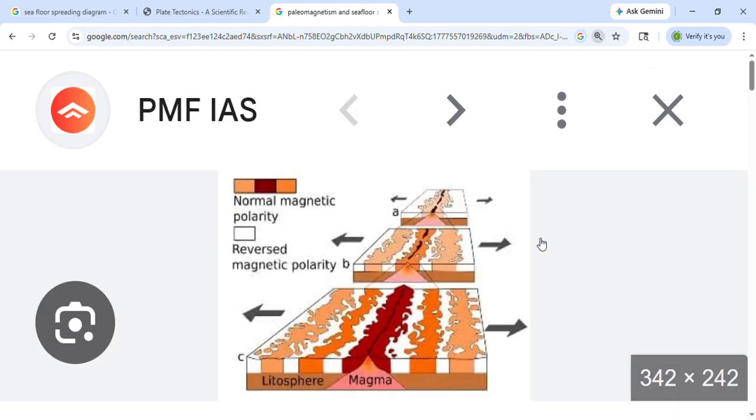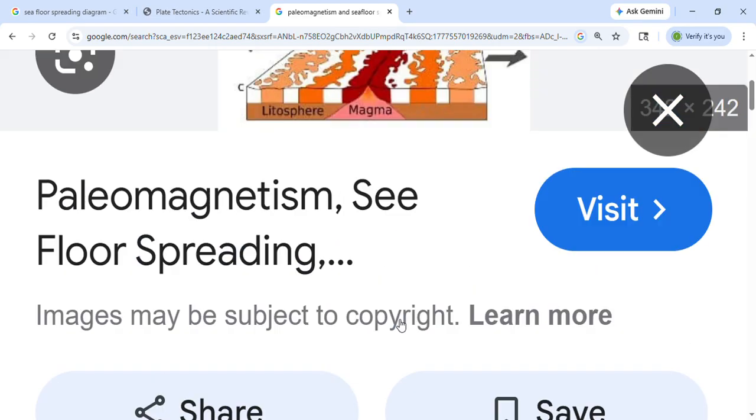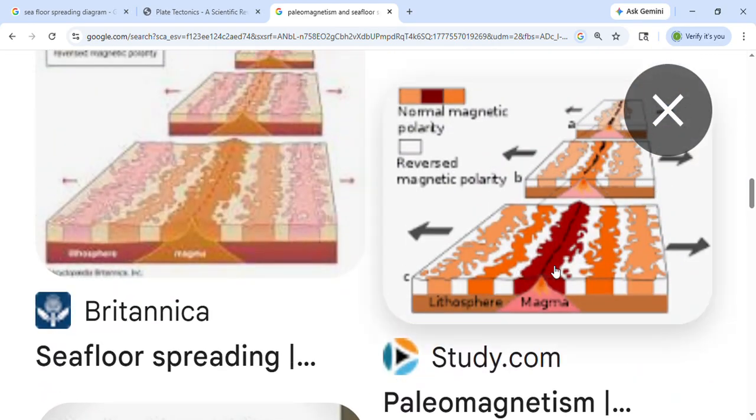Now we learn about paleomagnetism. So what is paleomagnetism? The rocks on either side of the ridge show a matching pattern. There is a matching.